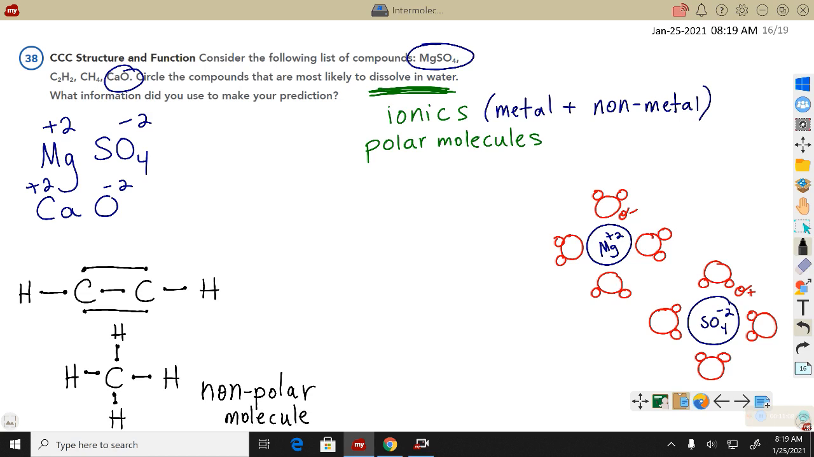Non-polar molecule. Nope, not you. You're not going to dissolve in water. The other one, the C2H2, doesn't technically have a central atom. It's kind of like 2 atoms in the center. There's 2 carbons in the center. And if I look at each carbon, they kind of have the same thing going on. Each carbon has a triple bond to another carbon and then a single bond to a hydrogen.